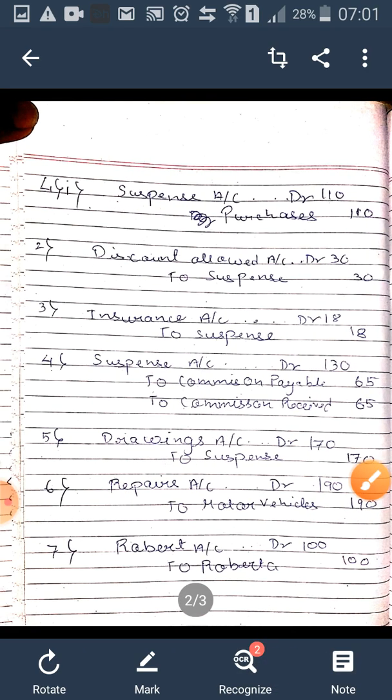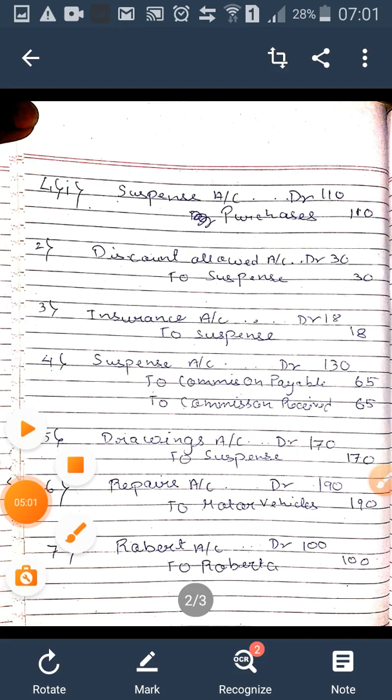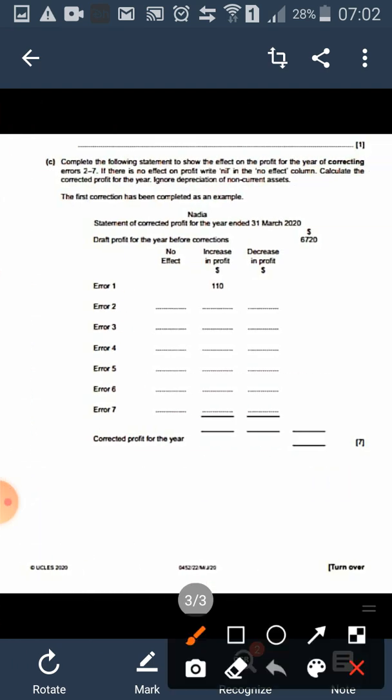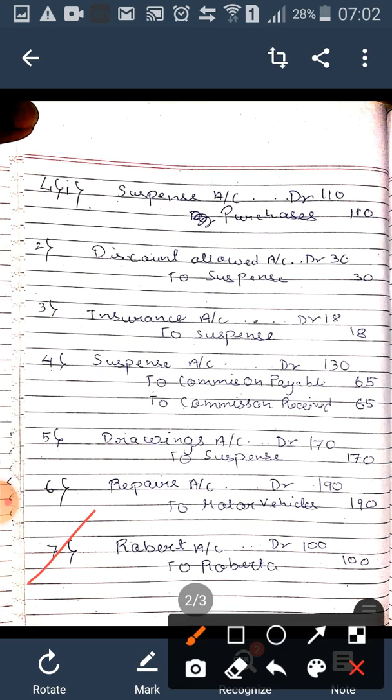Yes, and repairs and these two, one minute. Yeah, dude. So repairs is an expense, and when that is being debited, that will lead to a decrease in profit. So we will put it in the decrease in profit column. Yes. And Robert's account debit and Roberta's account, both of them are personal accounts, and they will be recorded directly in the statement of financial position and not over here.